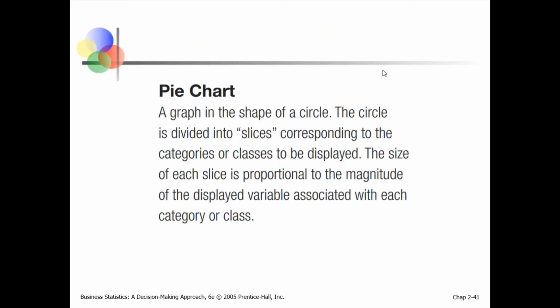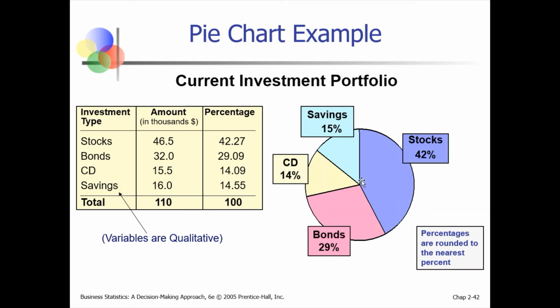So basically this is the formal definition of a pie chart. A graph in the shape of a circle. The circle is divided into slices corresponding to the categories or classes to be displayed. Okay, the size of each slice is proportional to the magnitude of the displayed variable associated with each category or class. So ana si pie chart. Ang kada slice represents a category or a class. Tapos, ang kadako sa slice will tell kung unsa kadaghan ang frequency ana nga category. So, here is an example of a pie chart.